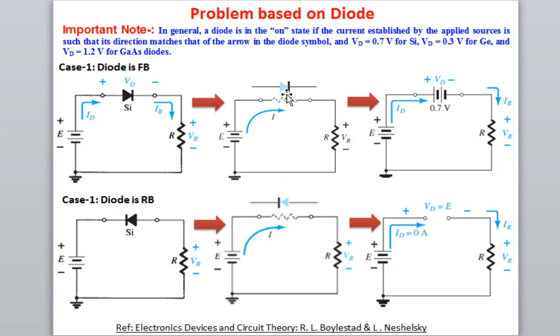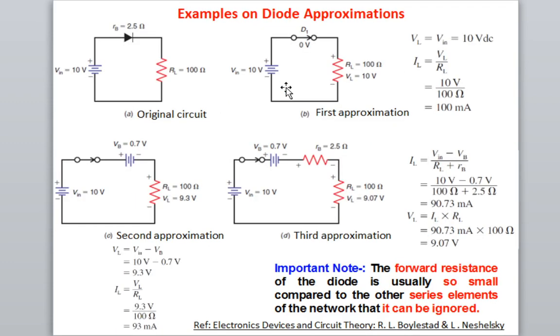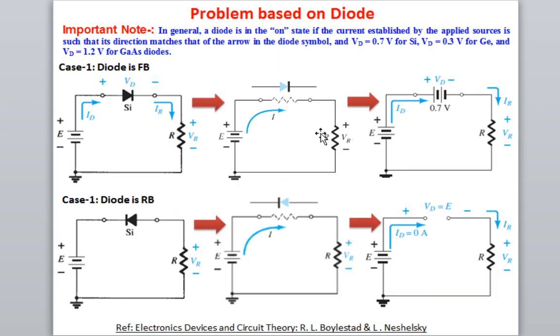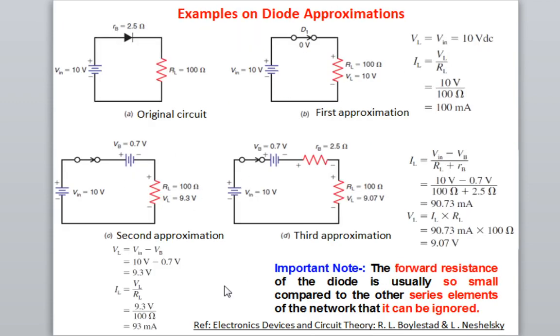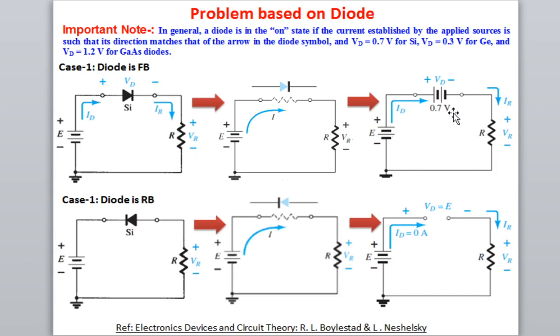If the diode is in on state, it means this diode can be replaced with a resistance and battery. But previously in this slide I have shown that generally this diode resistance is less than the load resistance. So this diode resistance can be neglected and only the diode battery can be considered, to second approximation. If it is made from silicon, this will be replaced by a battery of 0.7 volt, this source voltage, and this is the load resistance. So this is the case when the diode is in forward bias.